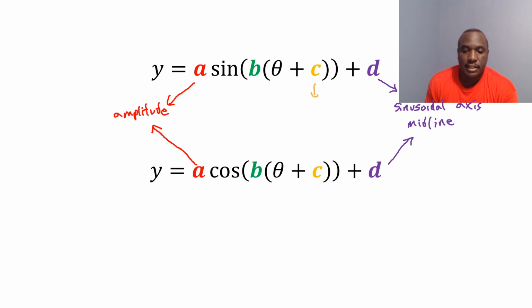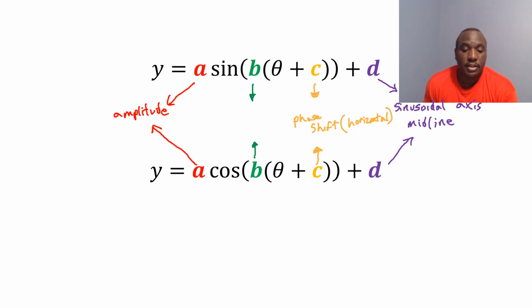This C, and we're going to do the opposite of what it says. So if it says plus, we'll go to the left, and if it says minus, we'll go to the right. But what it tells us is a horizontal change. We call that a phase shift. So that's a horizontal translation, left or right, by a certain amount. The B value, like with other functions, is going to cause a horizontal change.